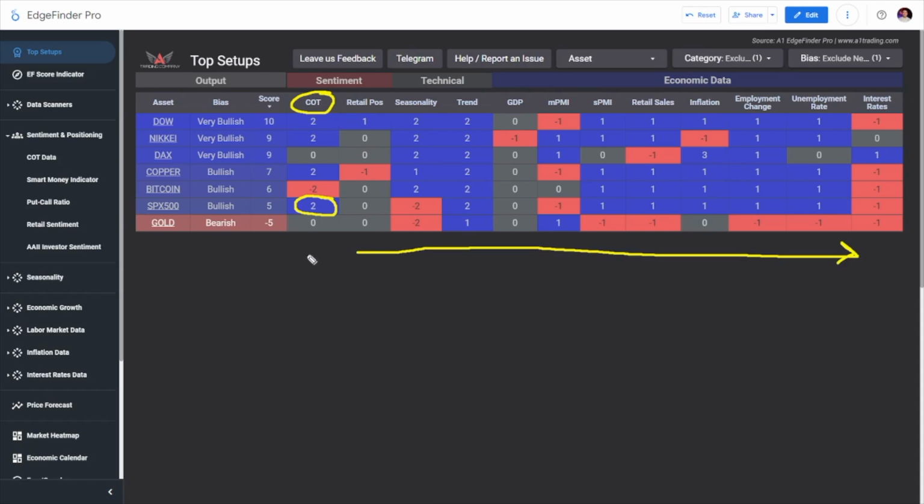When the EdgeFinder sees big buying or big selling, it assigns a bullish or bearish score to each of the charts that it's watching in the commitment of traders data column.